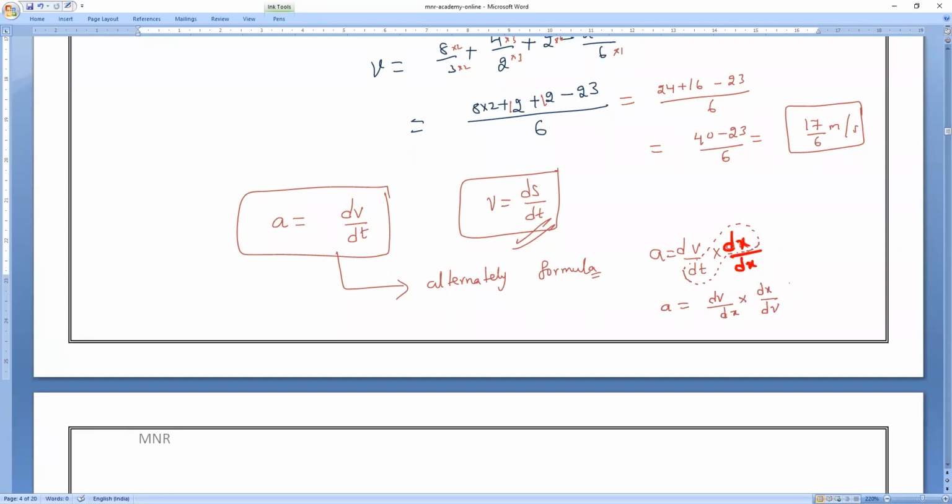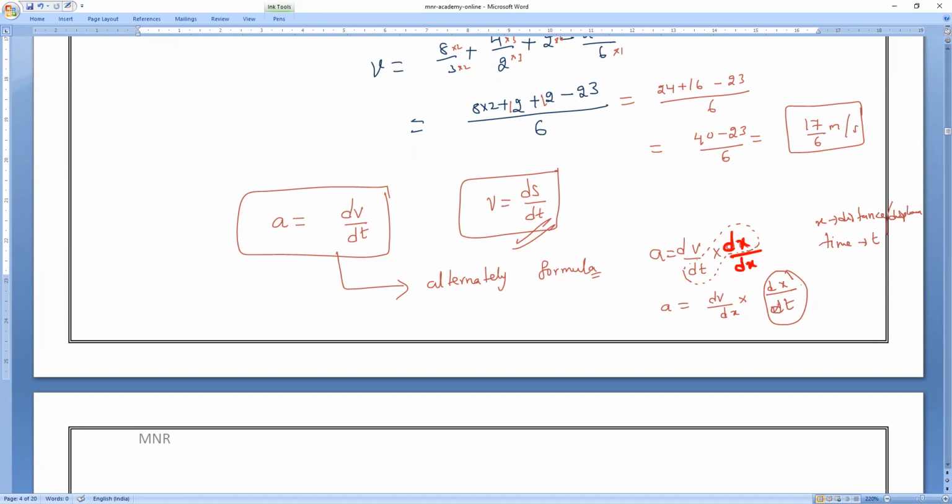Is it okay? Sorry, here was a mistake, change it everybody: dv by dx into dx by dt. Any doubt in this? Are you clear? Now be very careful. Distance by time, x means distance. Distance by time, or displacement by time, what do we call it? Speed or velocity.